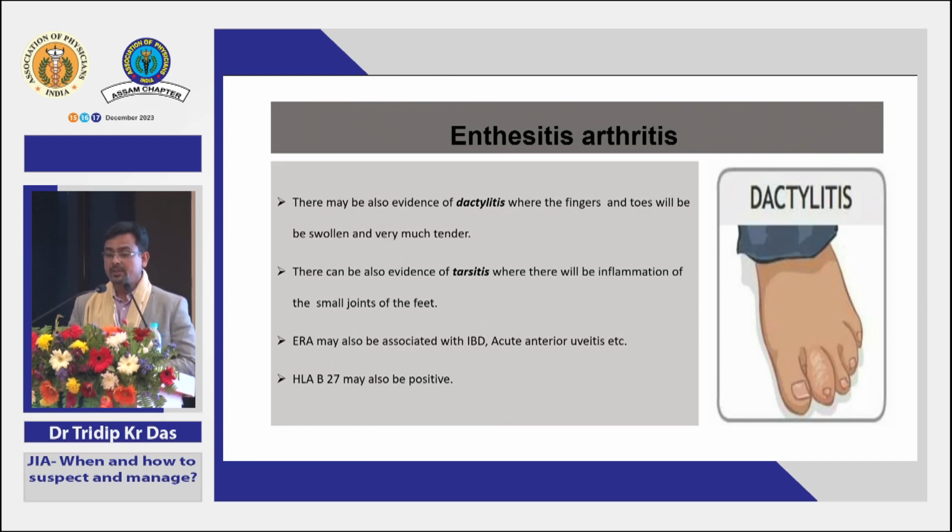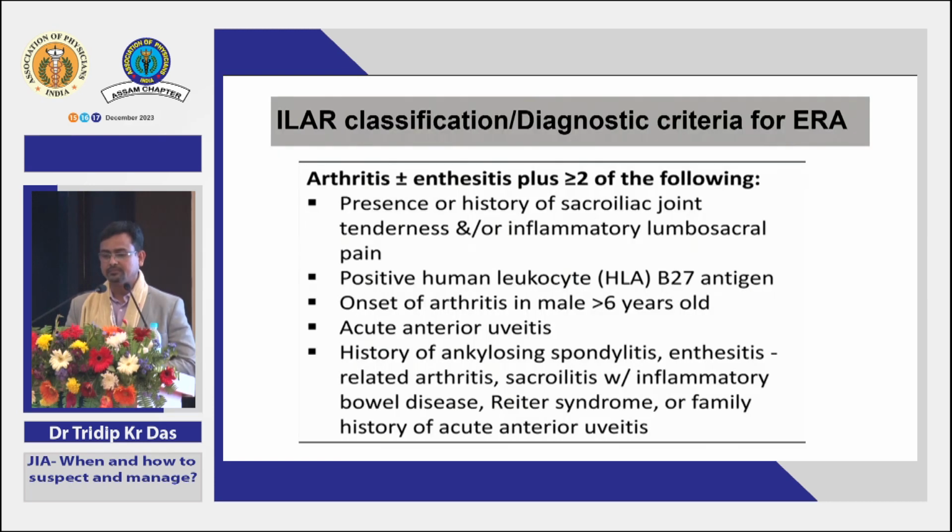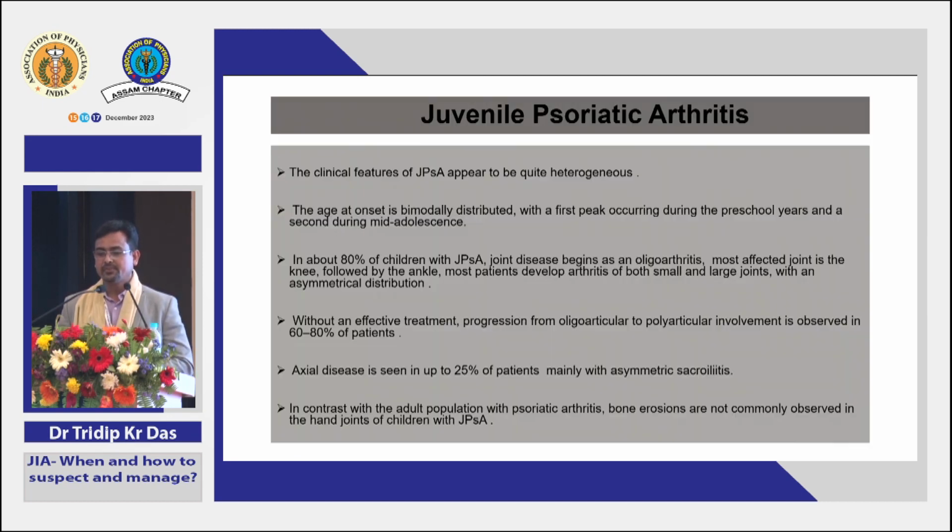ERA may also be associated with diseases like IBD, acute anterior uveitis. HLA-B27 may be positive in most of the cases of ERA. So this is the diagnostic criteria: arthritis with or without enthesitis plus any 2 of the following: parents or history of sacroiliac joint pain, positive HLA-B27, onset of arthritis in a boy more than 6 years, acute anterior uveitis, or any family history of ankylosing spondylitis, enthesitis-related arthritis, etc. So any 2 of these plus arthritis plus enthesitis will diagnose the case of enthesitis-related arthritis.